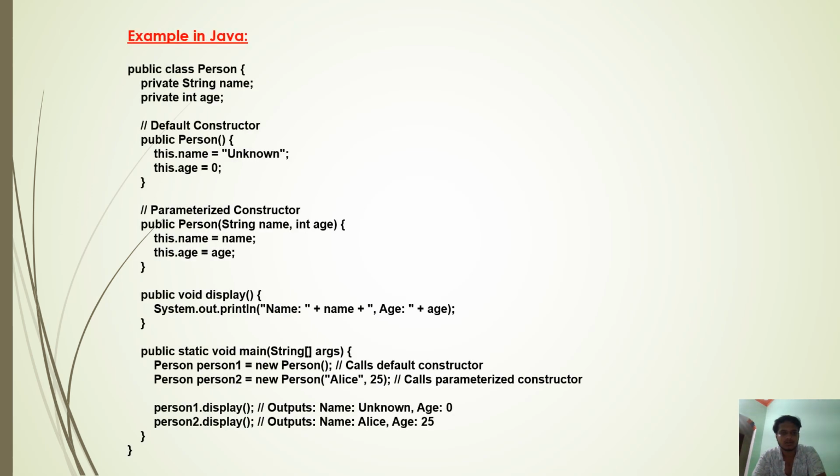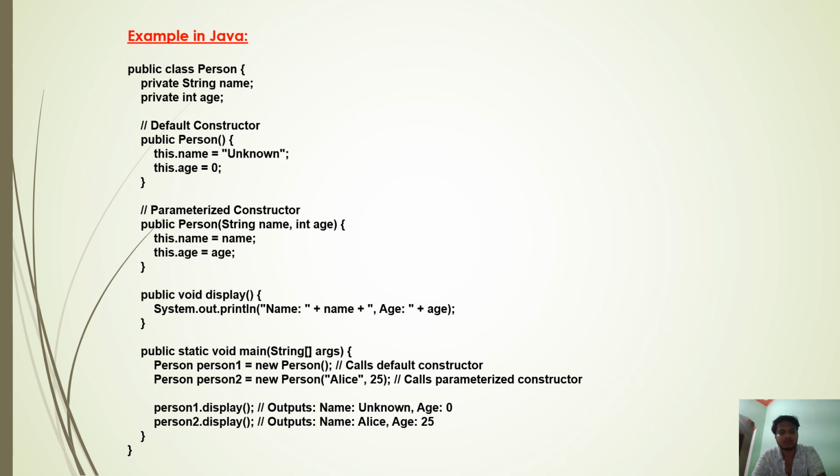Example in Java. Public class Person, with private String name and private int age. Default constructor: public Person, this.name is unknown, this.age is 0. Parameterized constructor: public Person(String name, int age), this.name is equal to name, this.age is equal to age. And public void display, System.out.println name plus age.